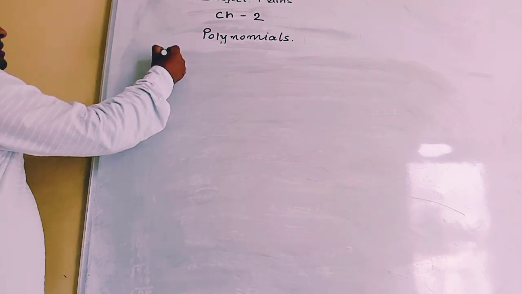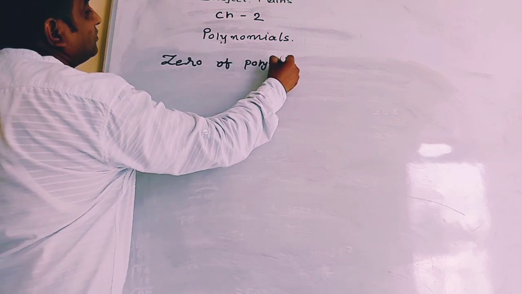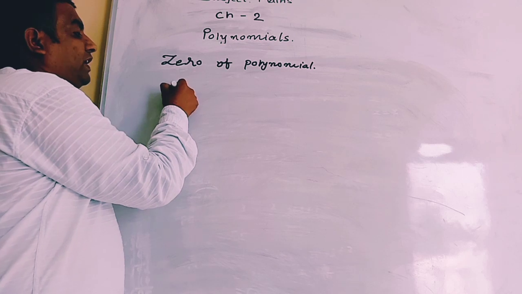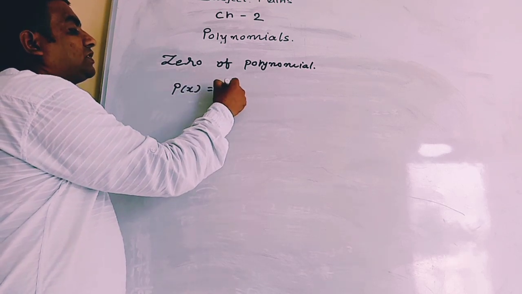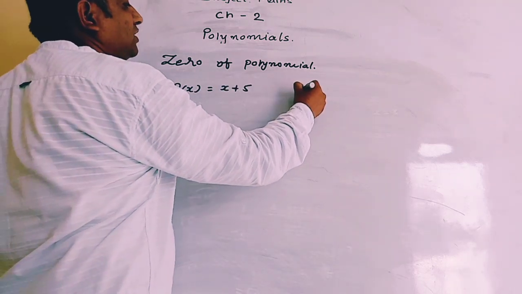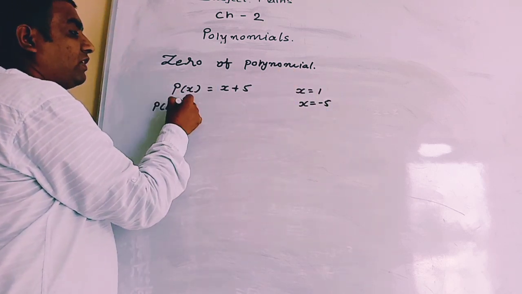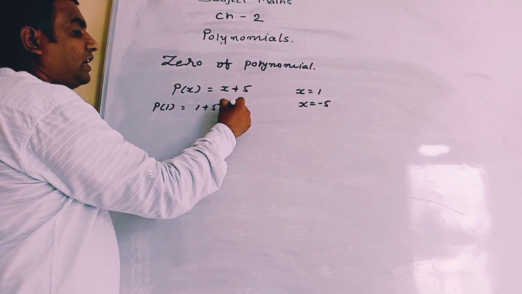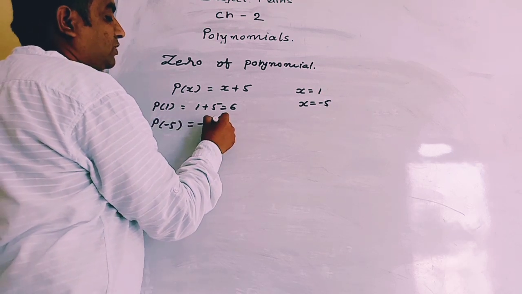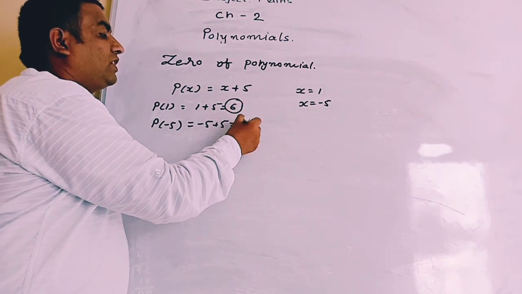So now let's understand the zero of a polynomial. We have studied the value of a polynomial. So if we take polynomial p(x) equals x plus 5, in that we take two values, x equals 1 and x equals minus 5. When we take x equals 1, we get 1 plus 5 is 6, and if x equals minus 5, then minus 5 plus 5 equals 0. So one value gives the answer 6, and another value gives the answer 0.